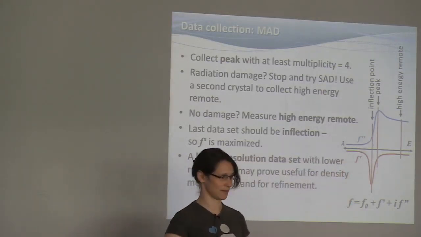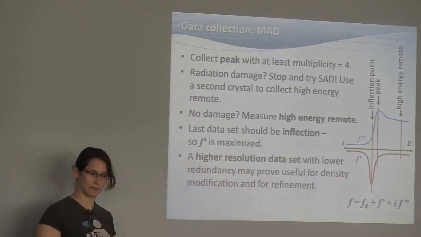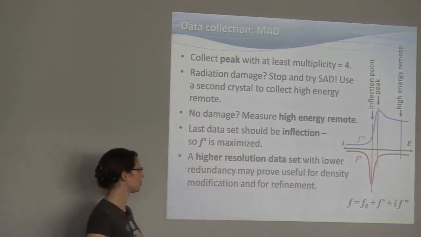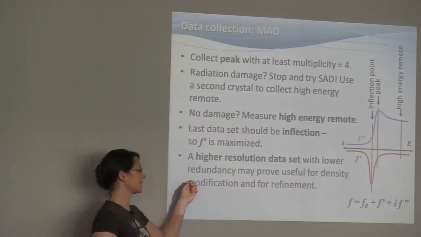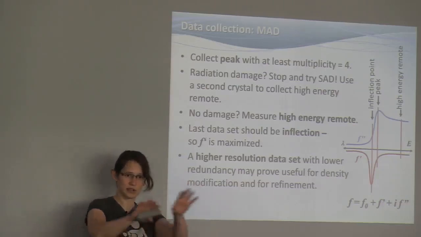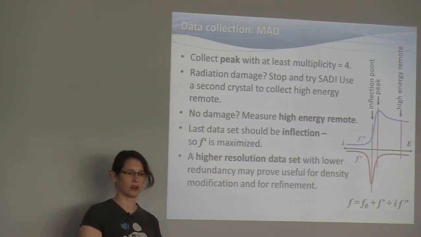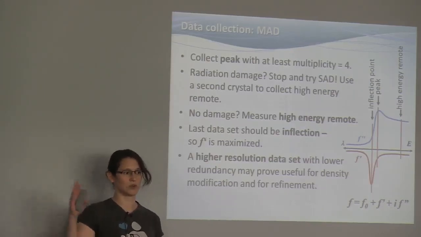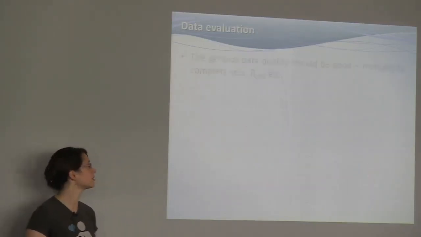So I would argue that for inflection point, radiation damage makes the least problems. However, there are people who think differently, and absolutely there are good points against this. A higher resolution data set, if you still have crystals after this, with a lower redundancy may prove useful for density modification. Because density modification uses all your data and doesn't care so much for the anomalous differences, and their higher resolution can make all the difference in the world. So 0.2 angstroms more resolution makes a lot of difference to density modification.